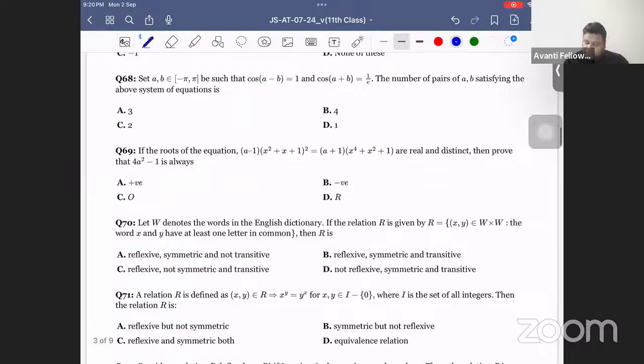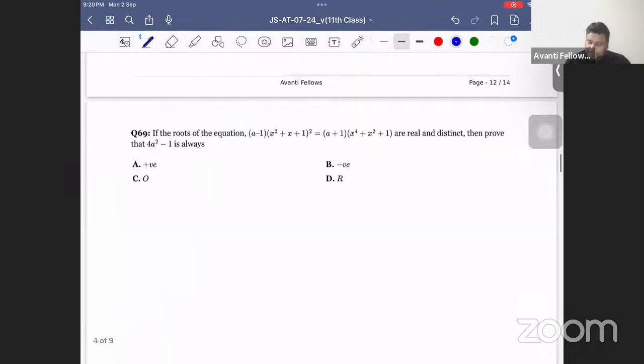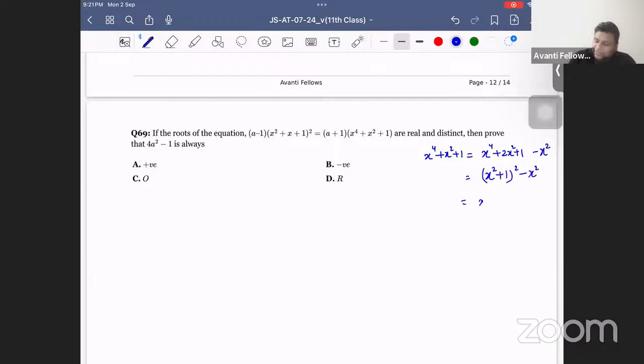69. If the roots of this equation are real and distinct. See, one thing we should know to solve this question: x to the power 4 plus x square plus 1 can also be written as x to the power 4 plus 2x square plus 1 minus x square. So that is (x square plus 1) whole square minus x square. So that is (x square minus x plus 1) into (x square plus x plus 1). This is the factorization of that particular expression.